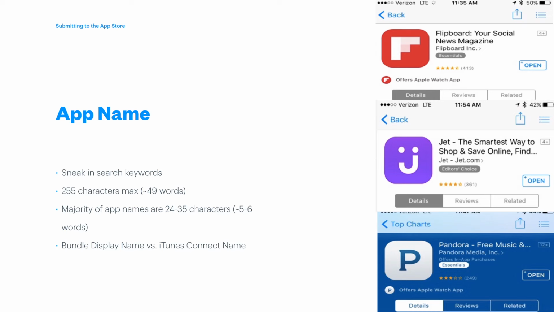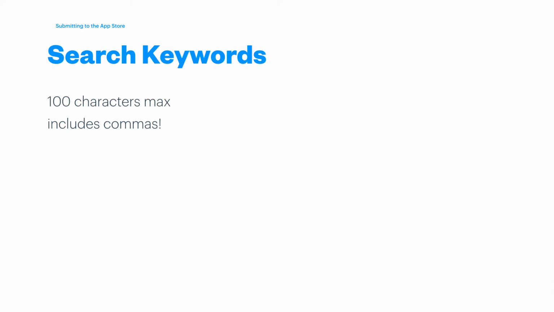But don't worry, because the bundle display name, the one that you put in Xcode, is going to be the name that shows up underneath the app icon on your device home screen. And it's not going to be the name that you put in iTunes Connect or the name in the App Store listing. So if you were on your device and you had Jet installed, under the app icon, it wouldn't say the smartest way to shop and save online. It'll just say Jet.